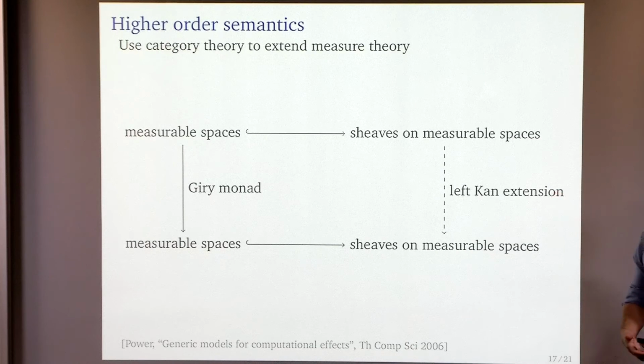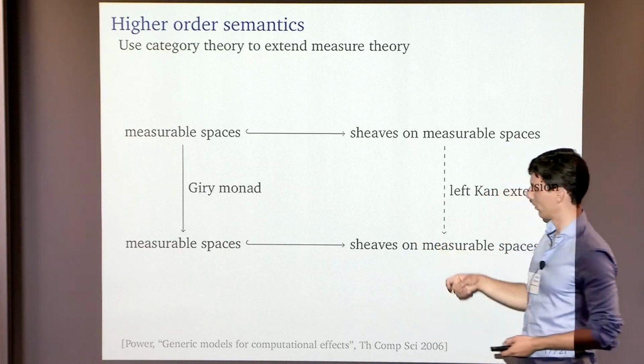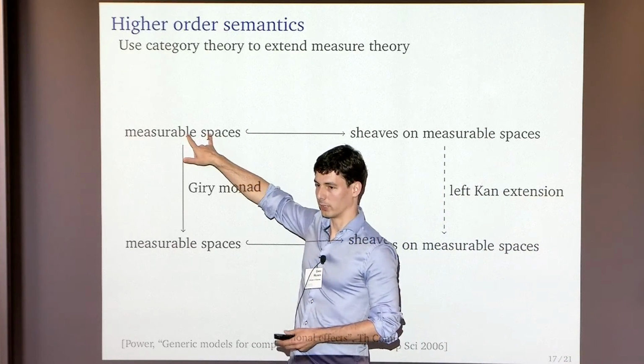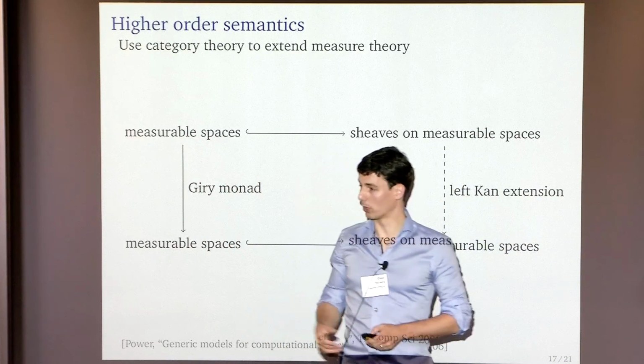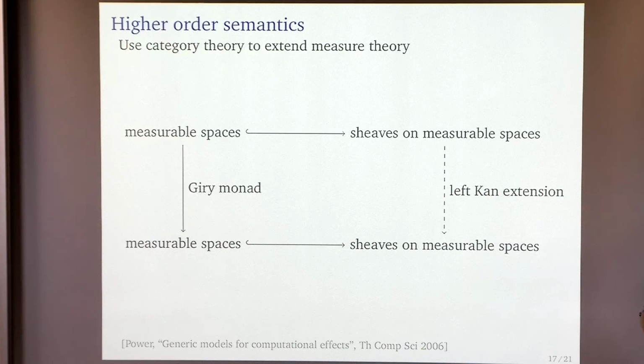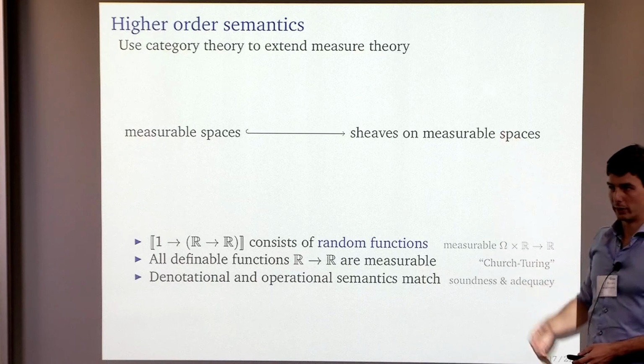And it works perfectly. There's one thing I'm brushing under the rug here, which is for this trick to work, for this thing to exist, I can't take all measurable spaces. I need to have a set's worth of them and not a proper class. So you need to restrict to nice enough measurable spaces. Standard Borel spaces will do, for example. Okay, so now we have a larger universe where we can interpret all our stuff.